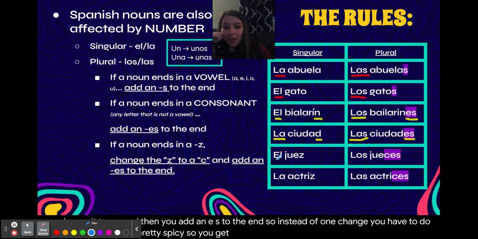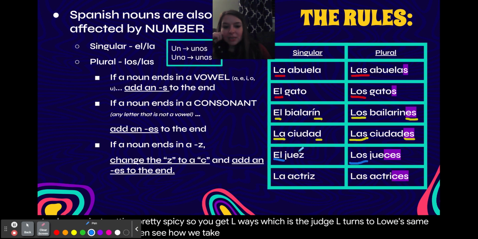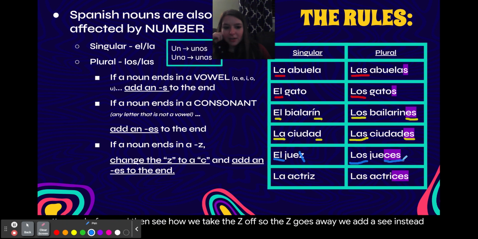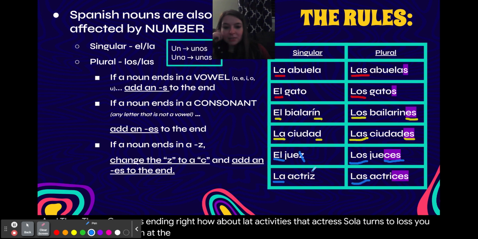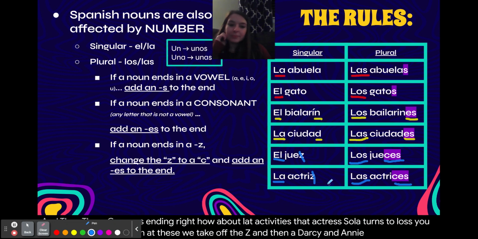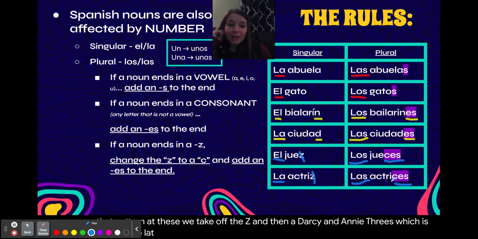So you get el juez, which is the judge. El turns to los, same pattern as before. And then see how we take the Z off? So the Z goes away. We add a C instead, and then there goes our ES ending, right? How about la actriz, the actress? So la turns to las. You guys can see that pattern. Actriz, we take off the Z and then add our C and an ES. So we get la actriz, the actress, and we go to las actrices, the actresses.